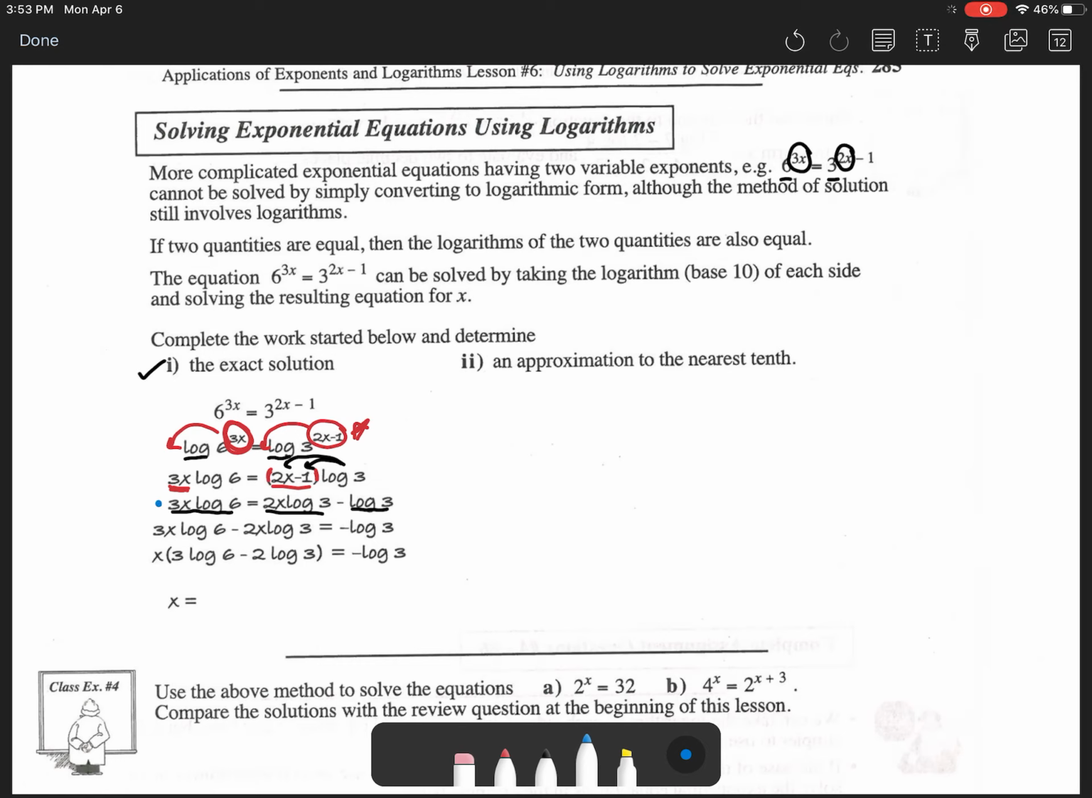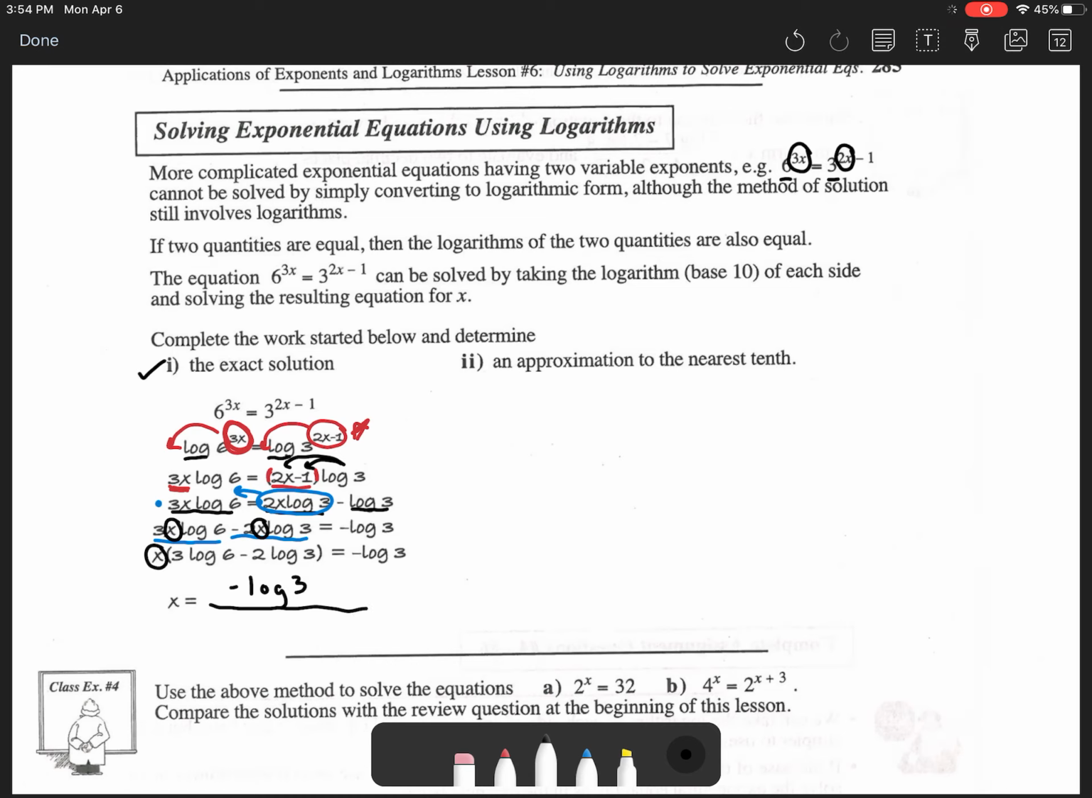From this point, you will notice that there are two expressions that have the x. This expression here and this expression here. So I bring them together on one side. And when the 2x log 3 comes across to the left-hand side, it becomes minus 2x log 3. Now, both of these expressions here and here have the x in them, don't they? So what I do is I factor that x out of both expressions, leaving me with 3 log 6 minus 2 log 3. Now, all that's left is to get the x by itself, is to divide both sides of the equation by that big, long expression.